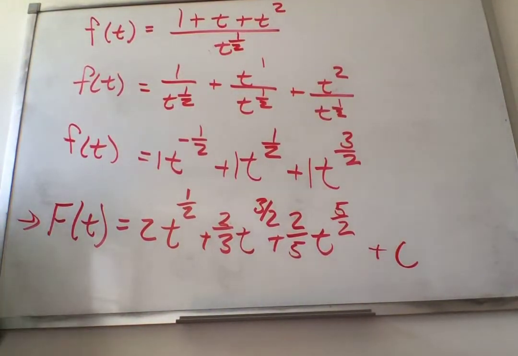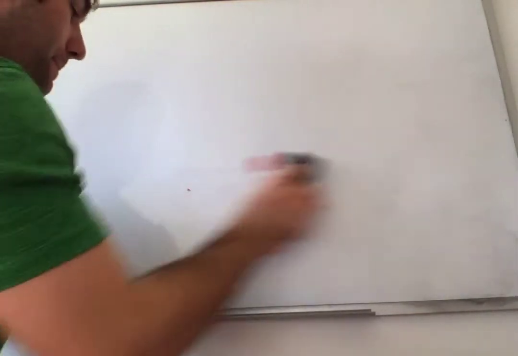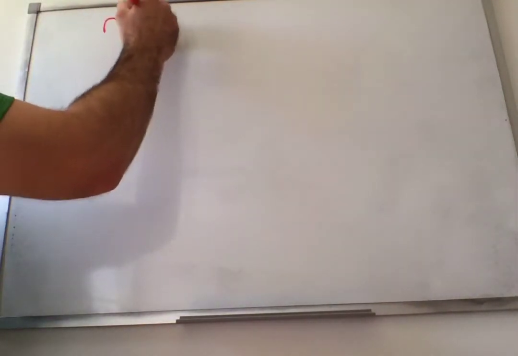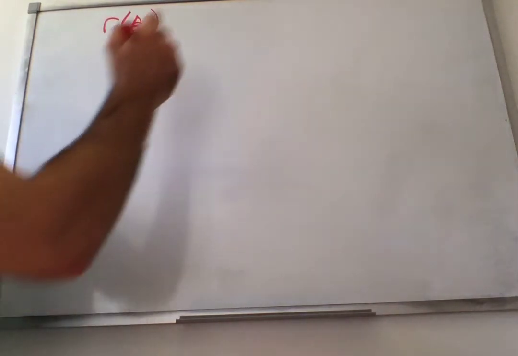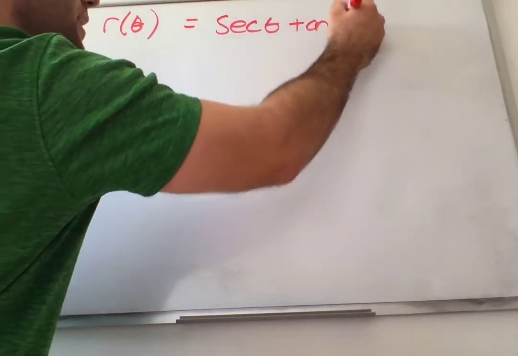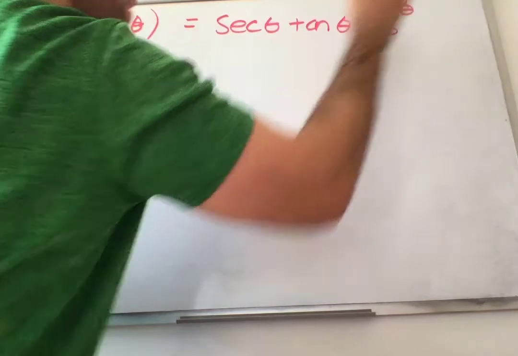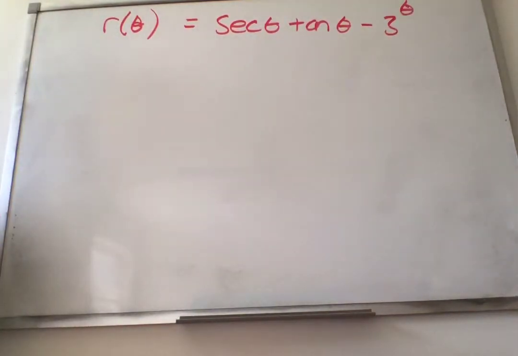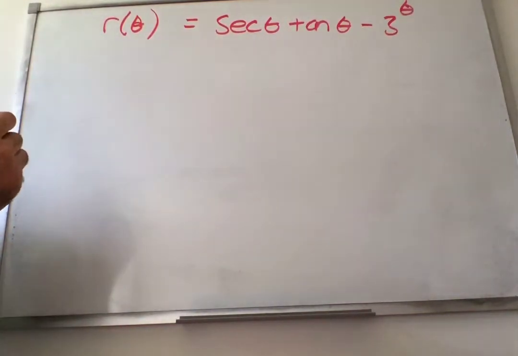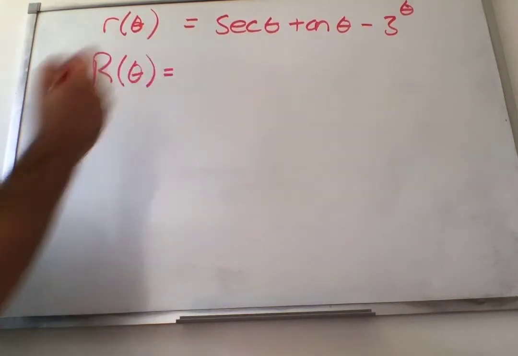Okay, so now let's do another example. R of theta, so theta here is our variable, equals secant theta tangent theta minus 3 to the theta. So this one we don't have to simplify. I'll call it big R of theta is equal to.